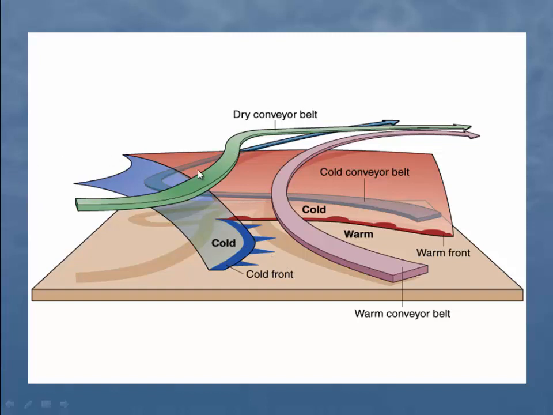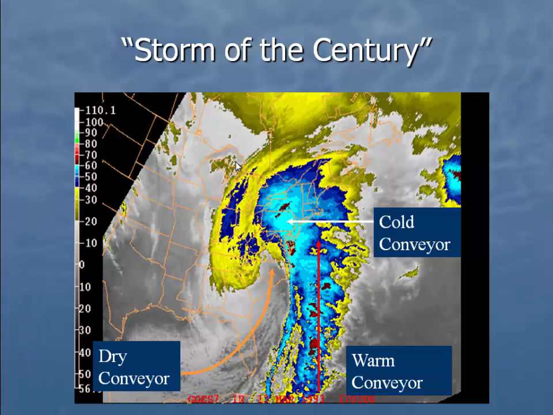And we typically have a dry conveyor belt that we find in the mid-levels of the atmosphere that really never surfaces. It's just always present in the mid-levels, and the air is typically of very low water vapor content. And I'll show you a satellite animation of that right here.